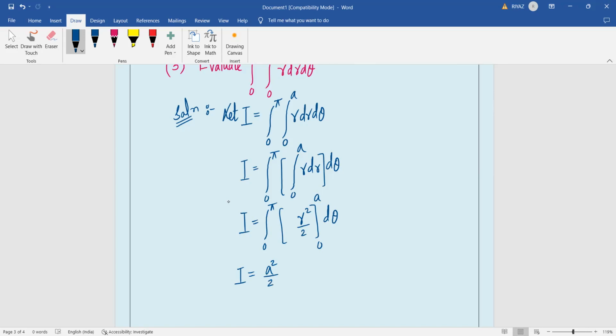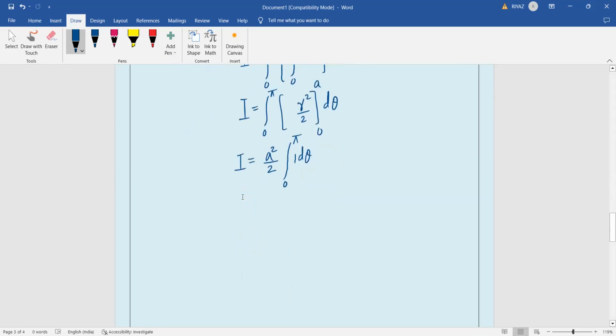We'll do one thing: directly put a square by 2 outside. Integral from 0 to pi of 1 d theta is of course theta, and the limits are 0 to pi. So we'll be left with only pi minus 0. Upper limit minus lower limit, so our answer is pi a square by 2. That's it.